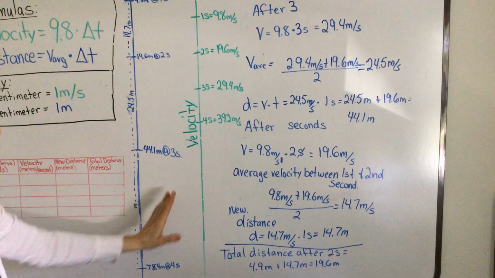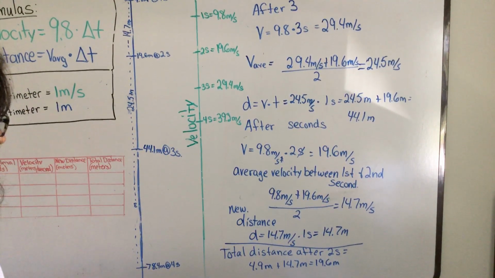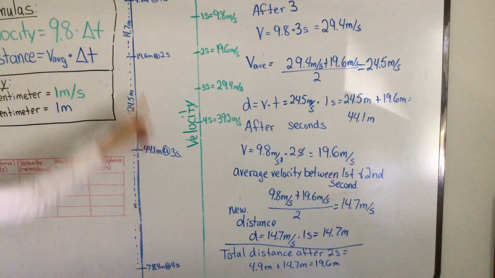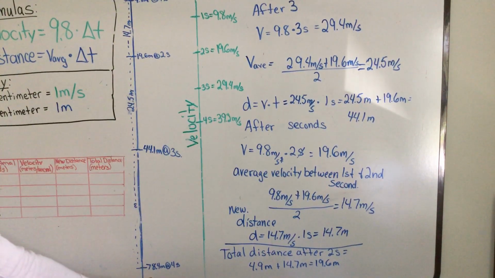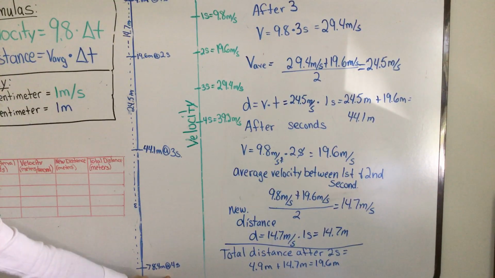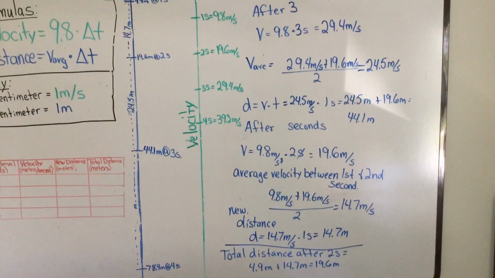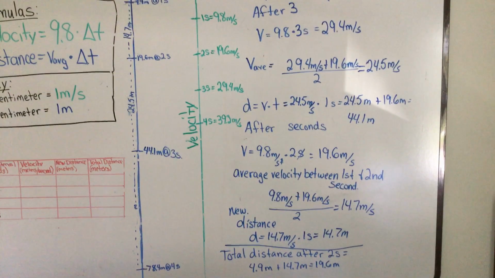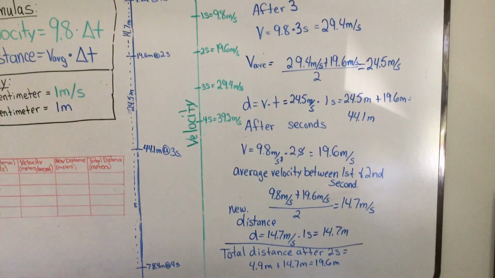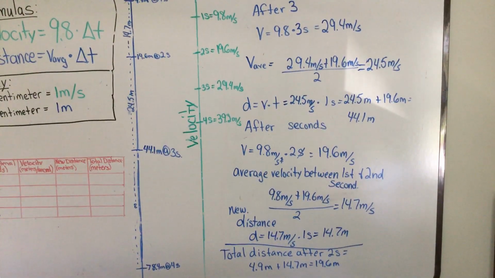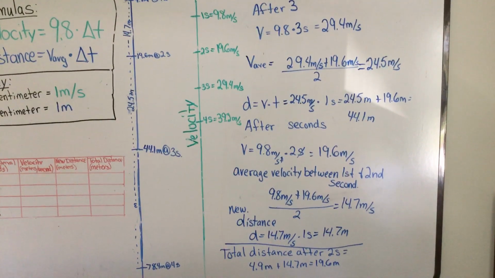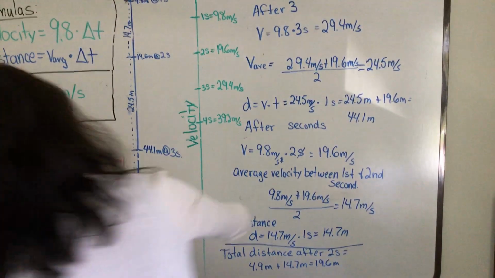The last one, I'm going to give you the answer. The last one's going to fall to 78.4 meters at 4 seconds. Let's see if you can see that on the video. 78.4. How many additional meters did it fall? Well, let's give you that answer there. It fell 34.4 meters.